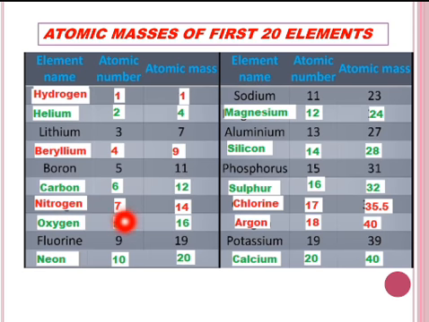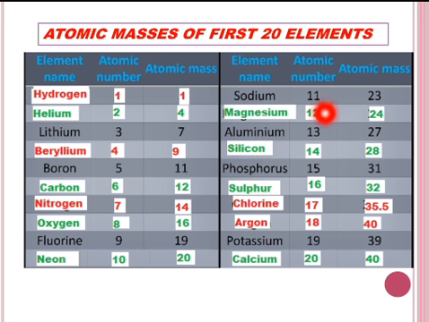Nitrogen with odd number, atomic number 7. But this trick is not applied to nitrogen, so leave it. Come to fluorine. 9 atomic number, which is an odd number. Just double the number and add 1 to it. 9 double is 18 plus 1, 19. So atomic mass of fluorine is 19 with atomic number 9.